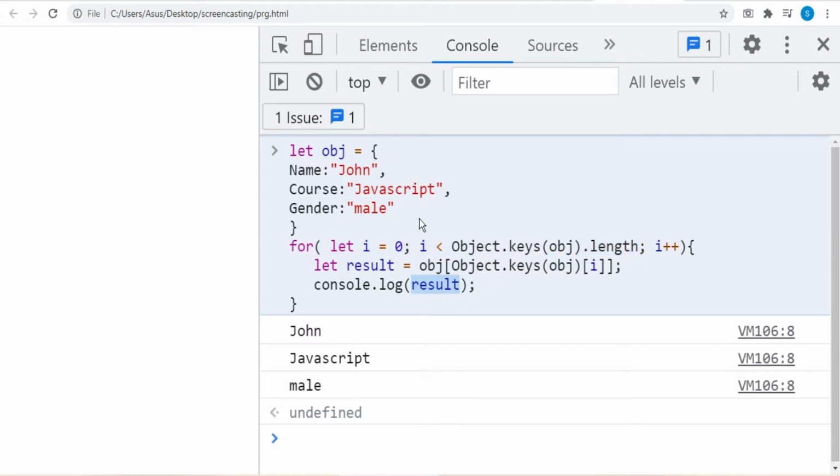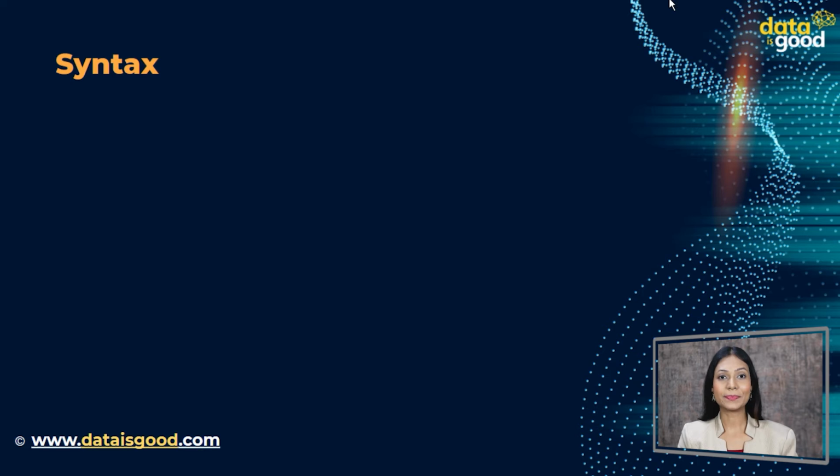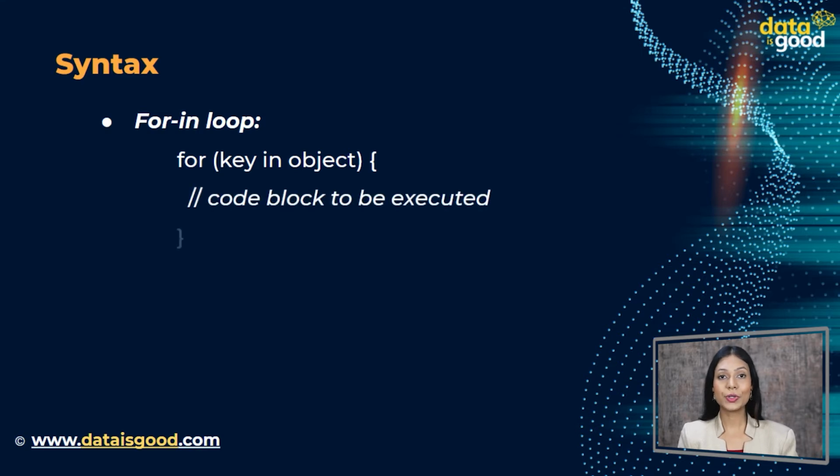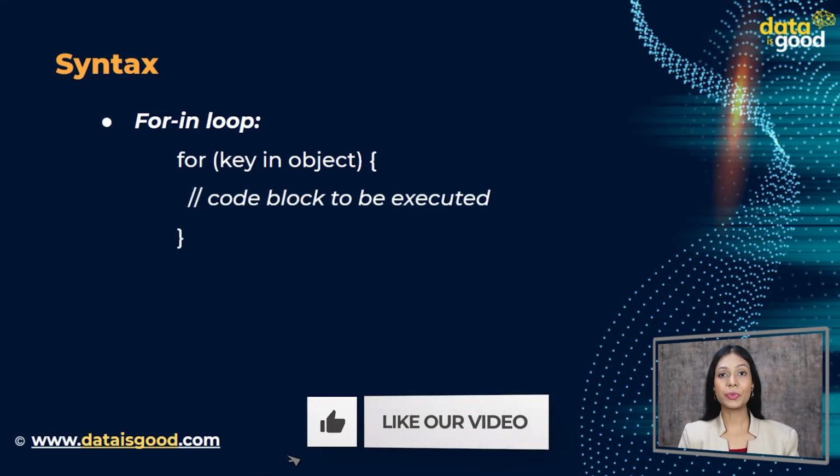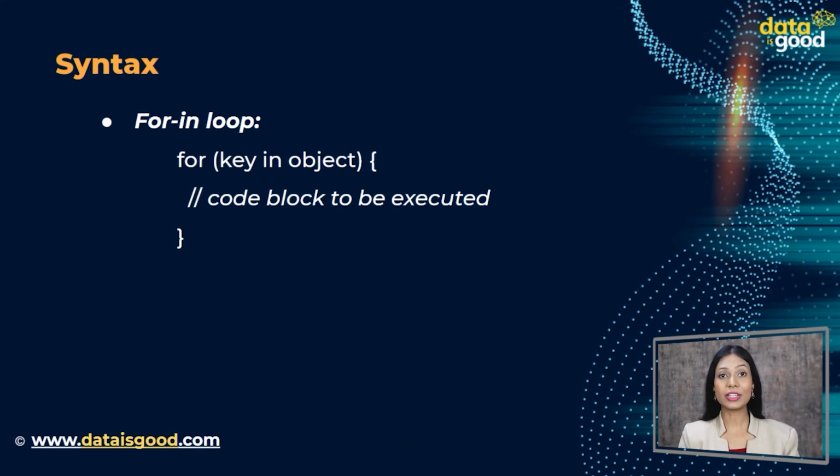But sometimes we want to reduce the lines of code. We want to save some time and increase some readability. So here the concept of the for-in loop takes place. This is the syntax of for-in loop: for key in object, code block to be executed. Here we have to create an object having key value pair. Then in the loop, we will iterate through each key using the statement for key in object. We will console each item of the object.